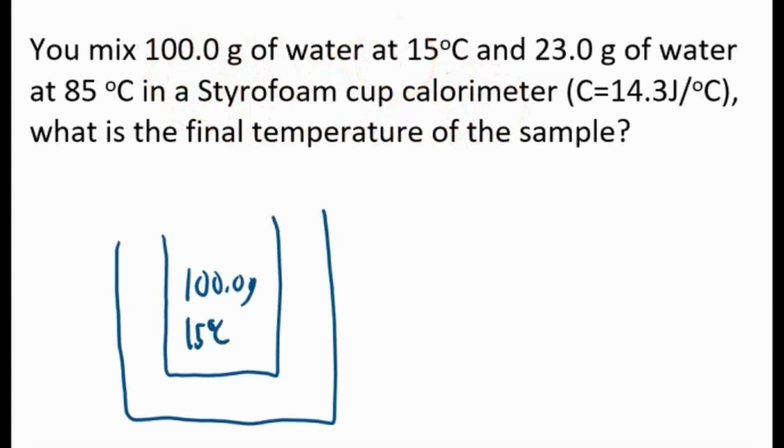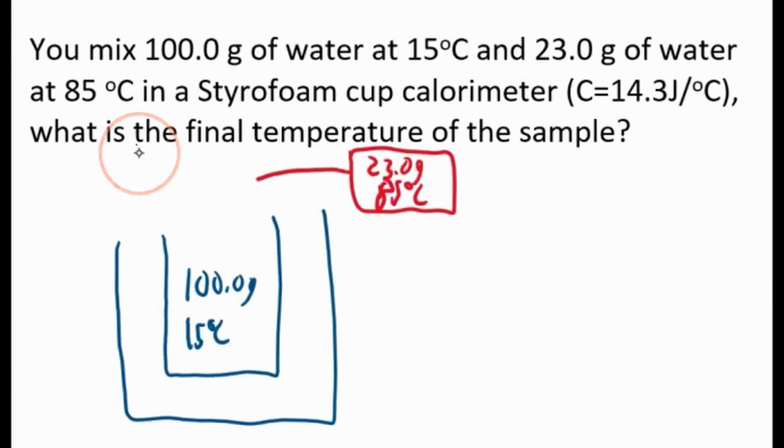And then we're adding some hotter water. So we'll say this is the hot water, and there's 23.0 grams of it, and it's at 85 degrees Celsius. And we're going to add that into there. And yeah, so we have heat transfer from the hot water into the cold water. So that's losing energy as heat, negative Q. And then this water is going to warm up when we mix it together. Now we're in a cup calorimeter, and we want to know the final temperature of the sample.